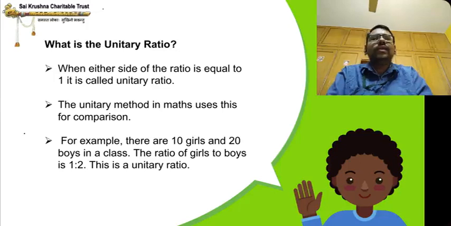For example, there are 10 girls and 20 boys in a class. The ratio of girls to boys is 1 is to 2. How? 10 girls are there, 20 boys are there, so 10 ones and 10 twos will get cancelled. Here one side of the ratio is 1. Therefore, this is called unitary ratio.